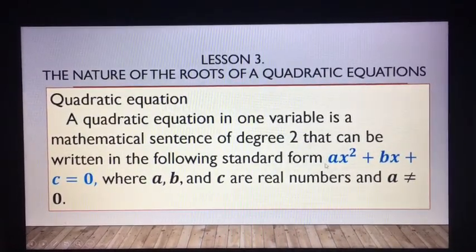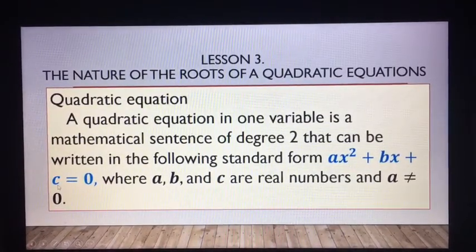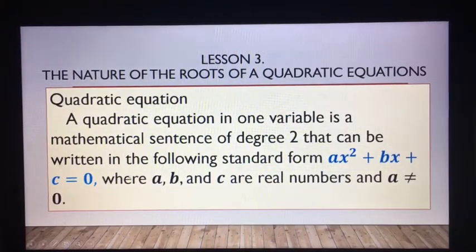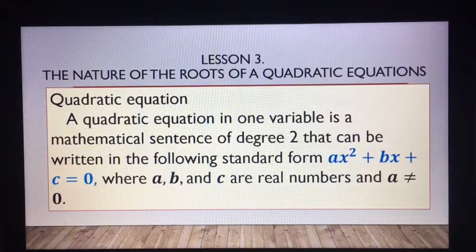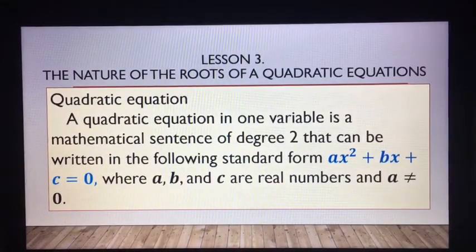In this standard form, ax squared is our quadratic term, bx is our linear term, and c is a constant term. A, B, and C can be real numbers, any number. They can be whole numbers, decimals, fractions, radicals. All numbers are allowed. Only A cannot be 0. Why? Because if A becomes 0, it is no longer quadratic. It becomes a linear equation. Okay? So, let us proceed.